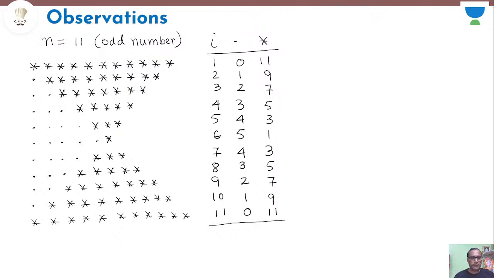Next, as I told you, I must be drawing a divider line for the middlemost layer. Middlemost layer is equal to (11 plus 1) whole by 2, and that is my 6.